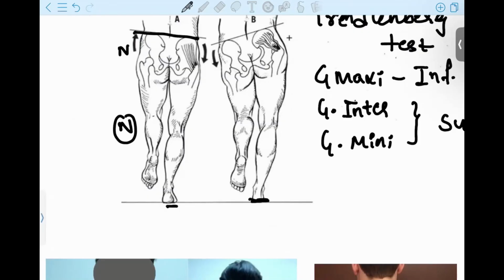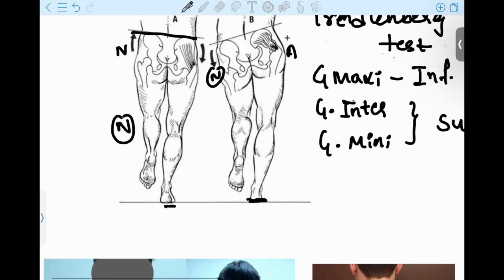What happens in palsy patients? Here you can see the patient is standing on one leg. This is the normal side, this is the abnormal side. If the patient is standing on the one leg which is affected, the pelvis is going to sag on the normal side. This is due to the superior gluteal nerve palsy.